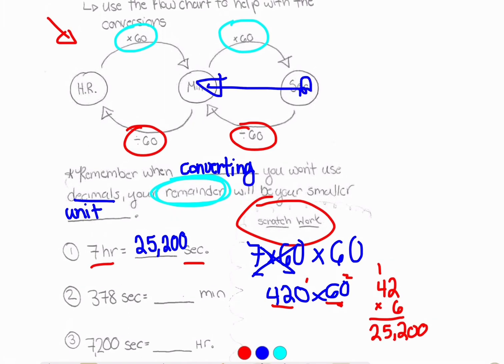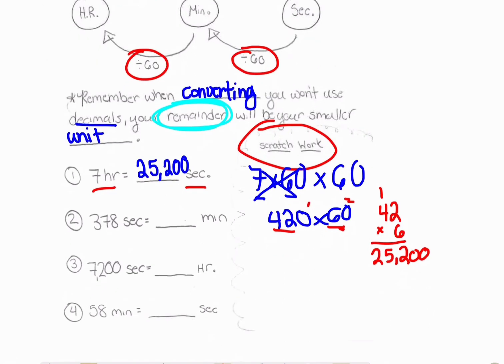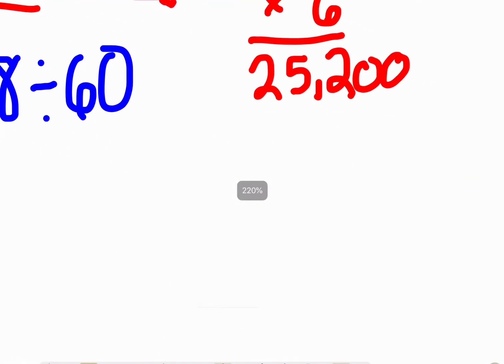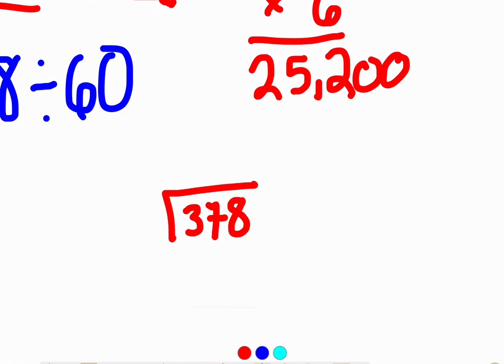The next problem, I'm going from seconds to minutes. So I'm not going to follow the blue arrows, I'm going to follow the red arrows, and I'm going to be dividing. So how would I set this up? Well, I start with 378, and I'm going to divide it by 60 because there is 60 seconds in 1 minute. I'm trying to figure out, well, how many is 378 going to be? So the 378 goes in the house. The 60 goes on the outside.